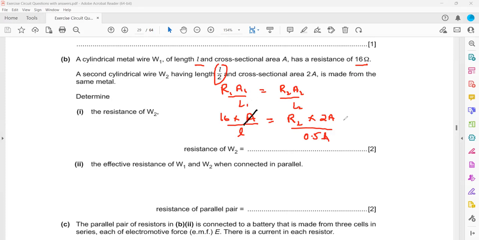So when we simplify, A will cancel with A, L will cancel with L. 0.5 is divided on one side, so on the other side it will be multiplied. So 16 into 0.5. And 2 is multiplied, so on the other side it will be divided. So that will be R. 16 into half is 8, and 8 divided by 2 is equal to 4 ohm. So this equals 4 ohm. Is it clear, this one?